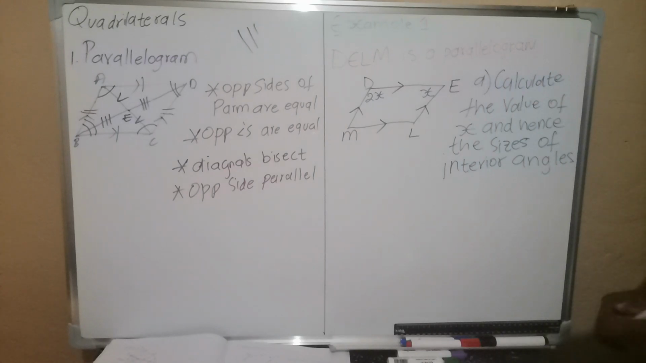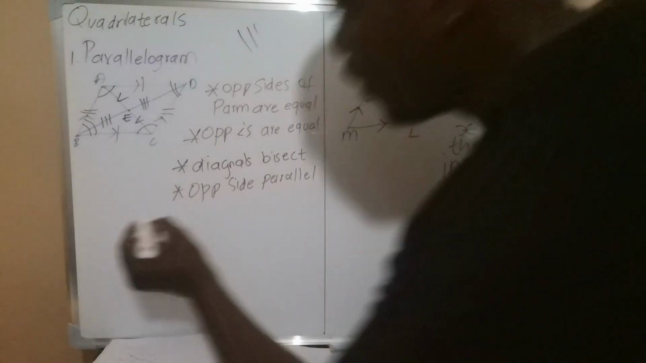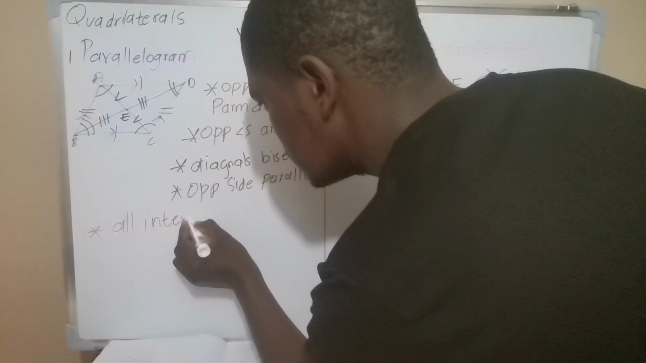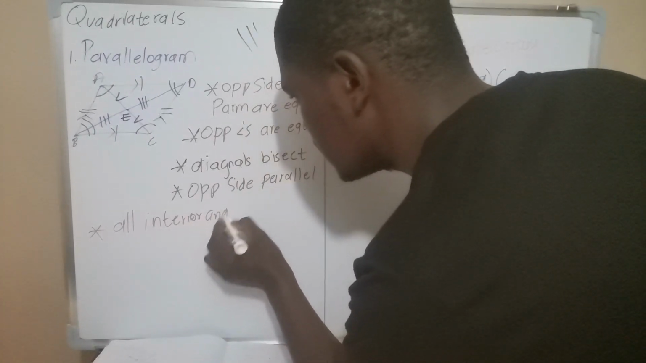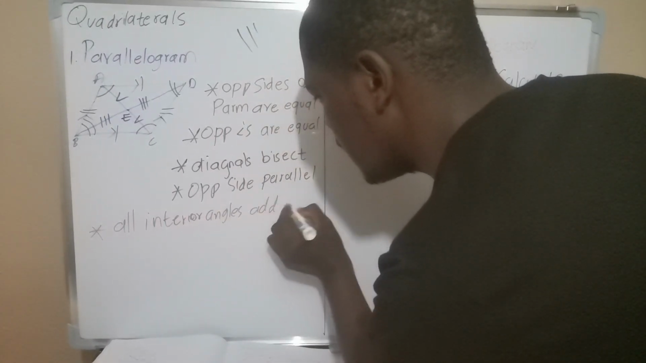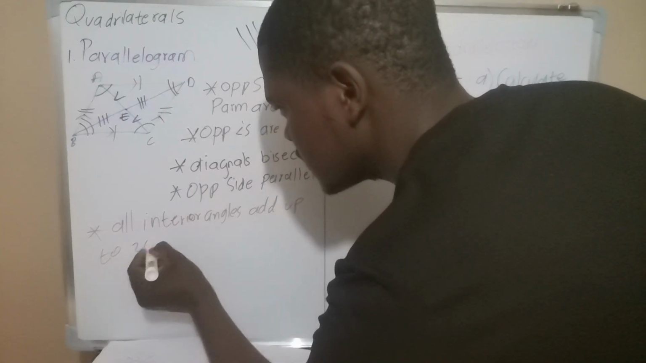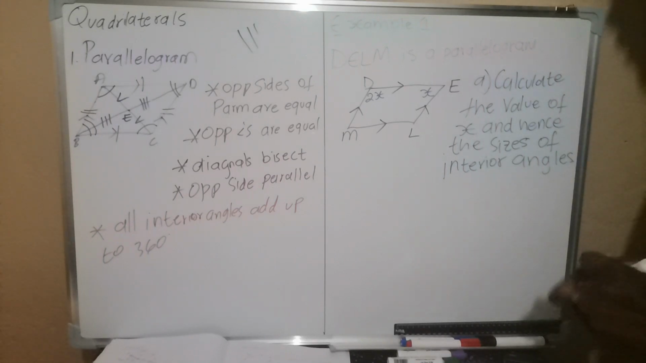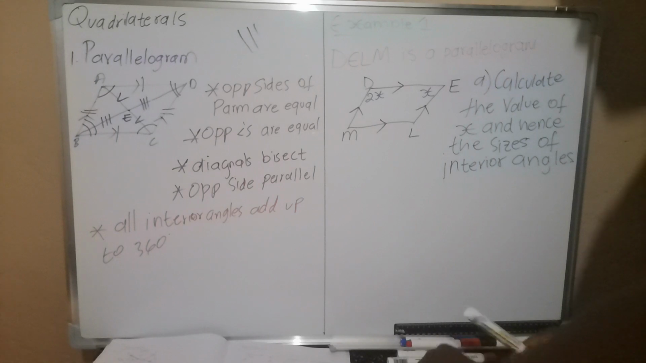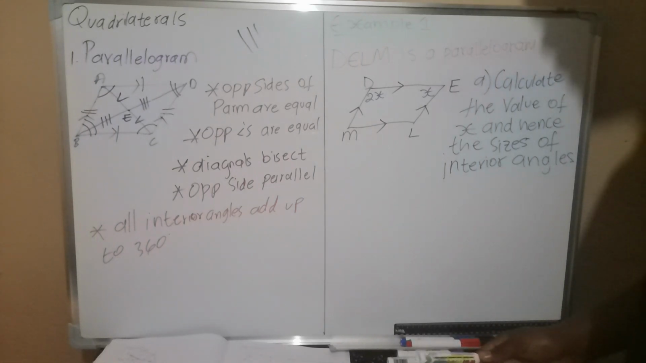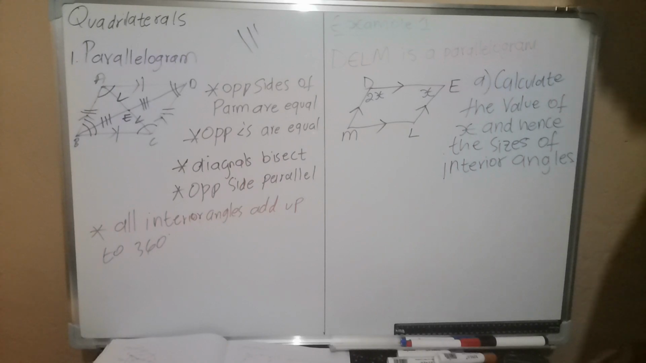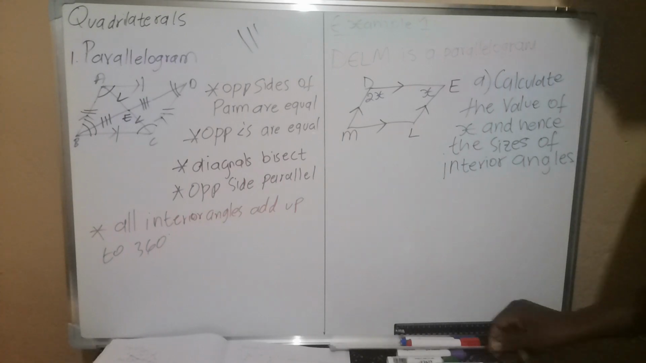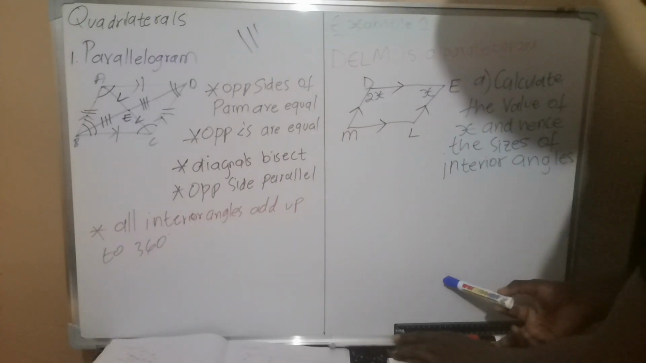I forgot to mention that all interior angles of a quadrilateral add up to 360 degrees. This is what you need to know before attempting such questions of Euclidean geometry. All interior angles of quadrilaterals sum up to 360 degrees. You must understand that, please, guys. It's a must to know that.